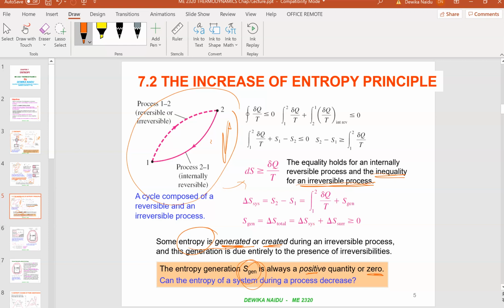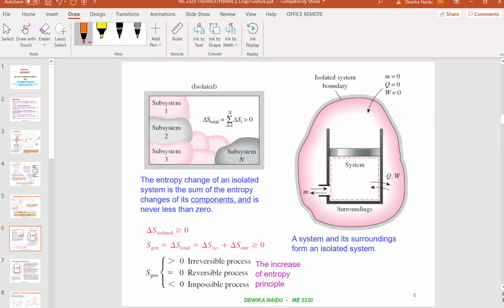Okay. Now, if it's a zero value, then the system is perfect. Yeah, it's a reversible process. But if the value is positive, then there is a certain amount of disorderness in the system itself. So that's what it means. Okay.